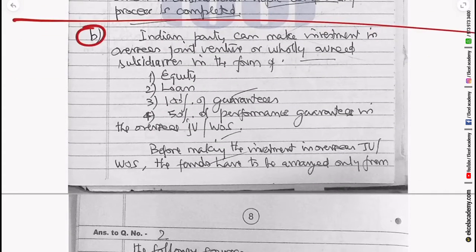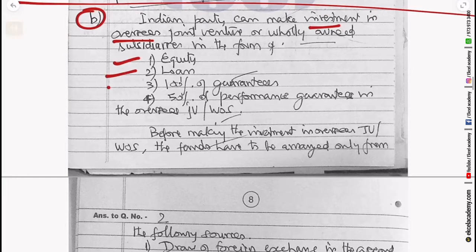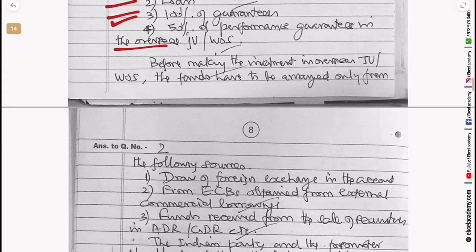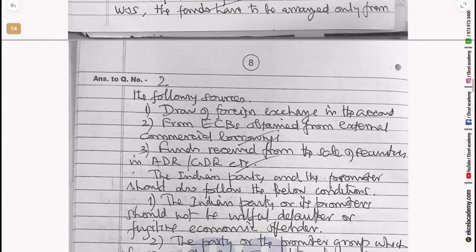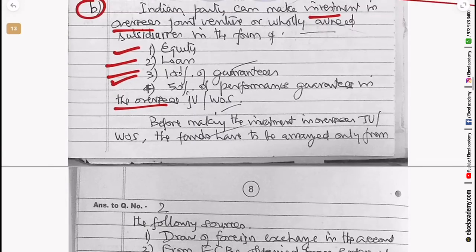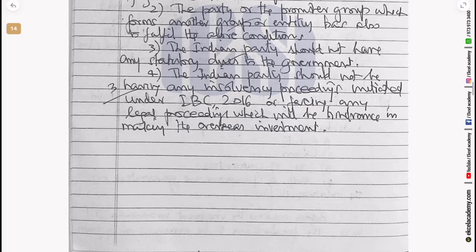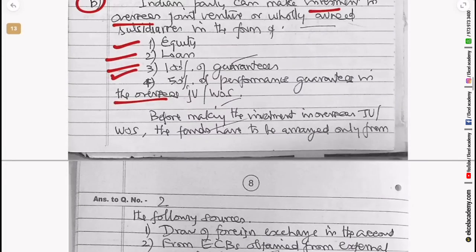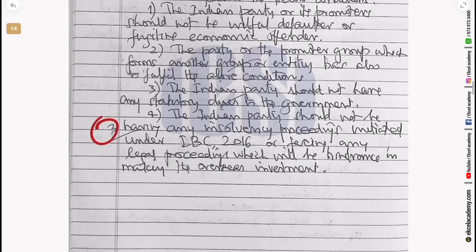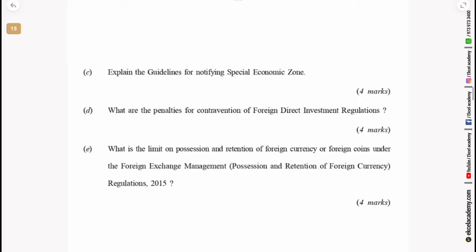So next, Indian party can make investment in overseas. So what are the ways? Equity, loan, then 100% guarantee, 50% of performance guarantee. So all these things. So again you can see it has been well presented and you are going to get the marks. So this is the idea which you have to get. So you are getting 3 marks.